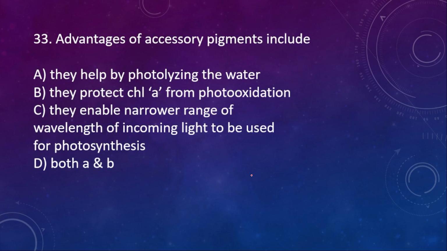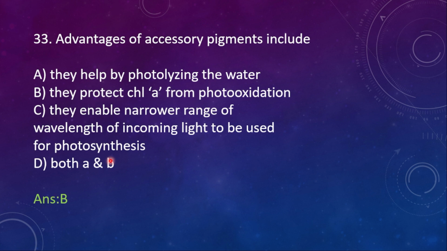Next question 33. Advantages of accessory pigments include: option A, they help by photolyzing the water. B, they protect chlorophyll A from photooxidation. Exactly. C, they enable narrower range of wavelength of incoming light to be used for photosynthesis. And then D, both A and B.